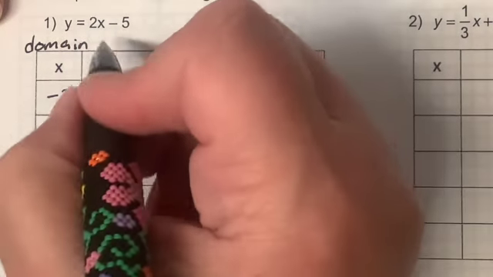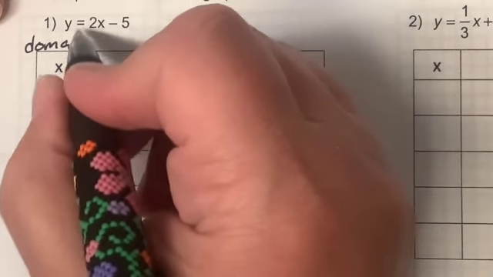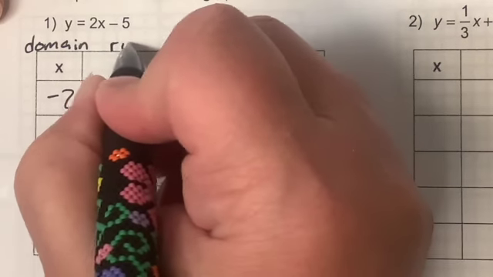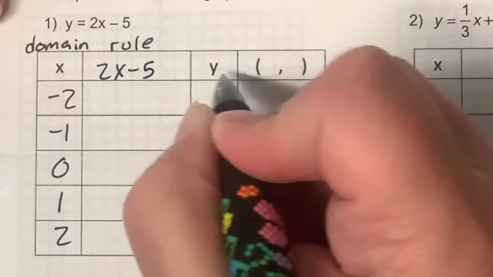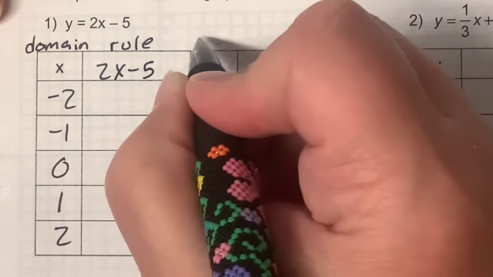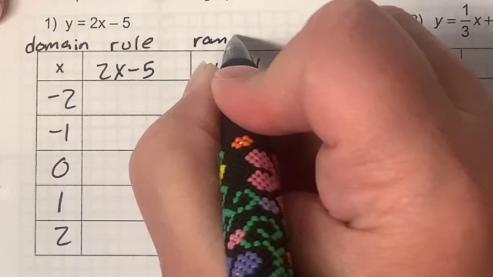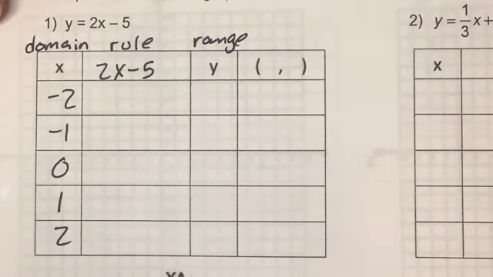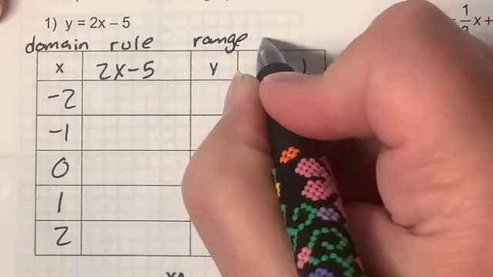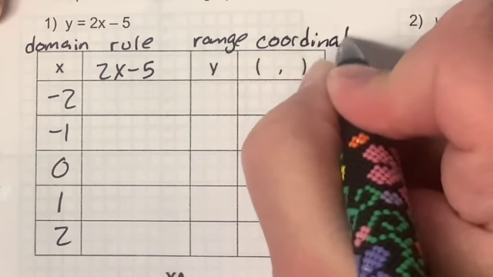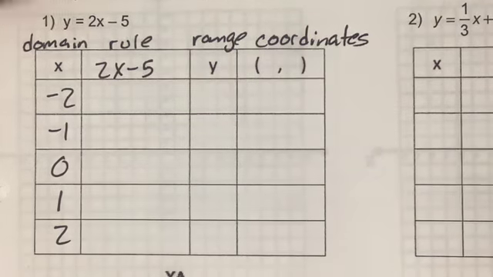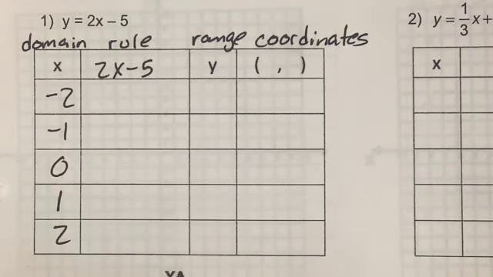And then I'm going to put this part of the expression under the rule. So 2x minus 5. And then for the range, that'll be my answers when I put the domain in the rule. And this is the coordinate that I'm going to graph. I keep writing those words because I want you to remember them. They're very important. So let's do some problems.